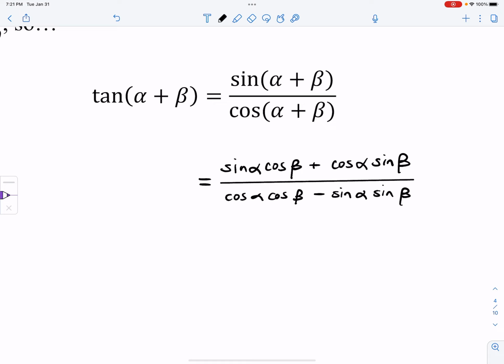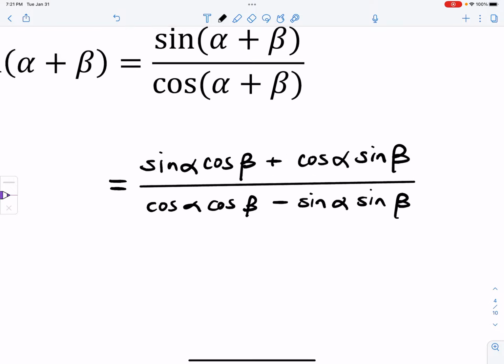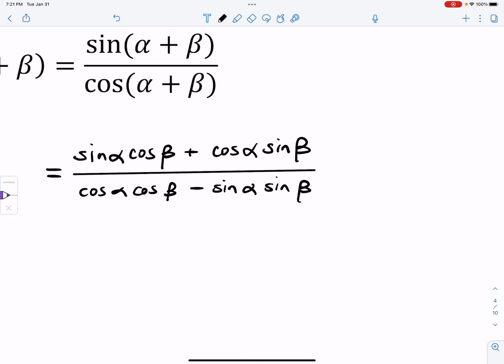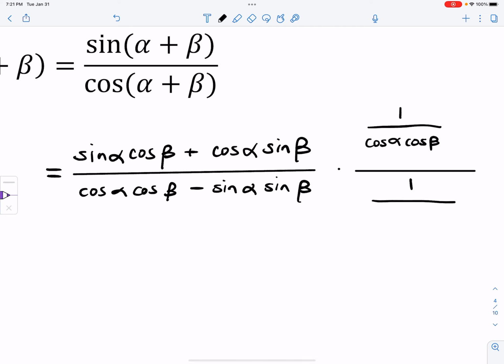And I have a little chant to help you guys with memorizing the cosine and sine angle sum and difference identities that I'll share with you guys in class. Okay, so at this point, we're actually going to multiply by kind of a strange version of 1. The version of 1 that we're going to multiply by is 1 over cosine alpha cosine beta, over itself.